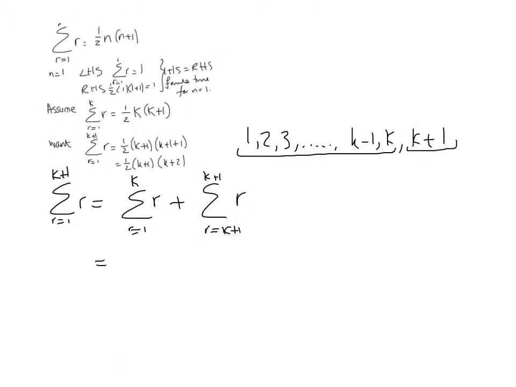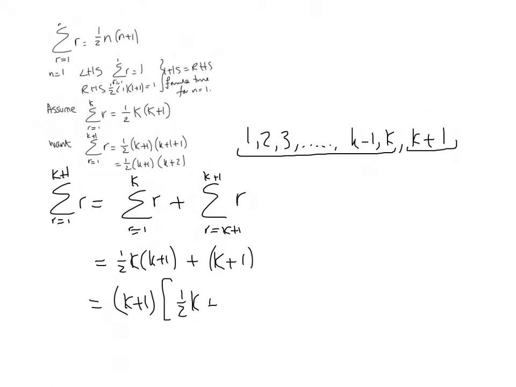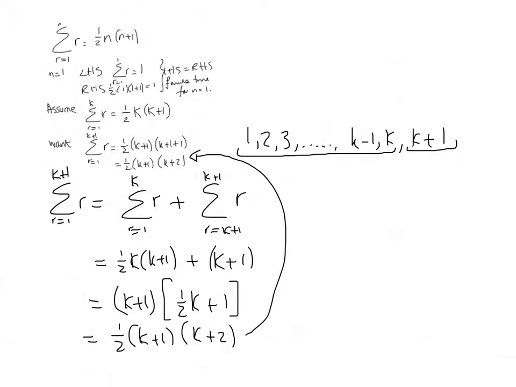Now we've made an assumption about 1 to k, which is that it's a half k(k + 1). We made that up, but we assumed it's true. And the sum from k + 1 to k + 1 of r is simply k + 1. Okay, I'm going to pull out a common factor of (k + 1), leaving me with a half k + 1. And what we've got there, if I pull out a half, is (k + 1)(k + 2), which, if you look back there, is what I wanted as required.